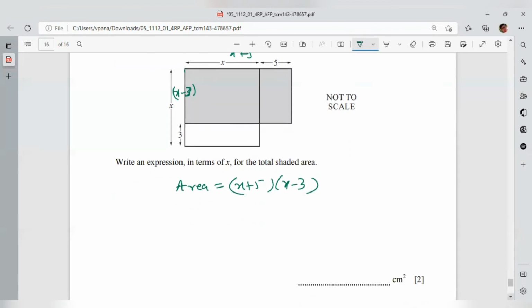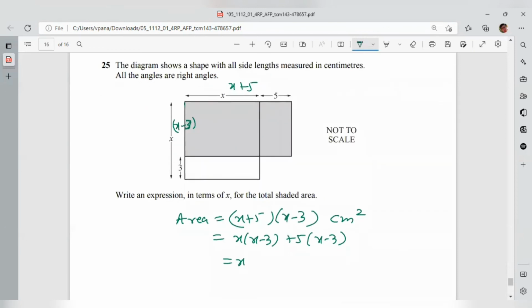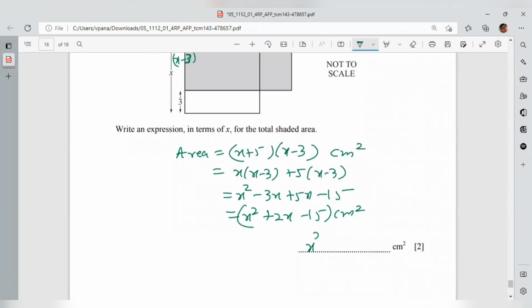We can simplify this further because it is a 2-mark question, so we need to expand the bracket. Expanding the bracket, x multiplied by x minus 3 plus 5 multiplied by x minus 3, which we get as x into x is x square minus 3x plus 5x. 5 threes are 15, so minus 15. So x square minus 3x plus 5x is going to be positive 2x minus 15. So we can write the answer here: x square plus 2x minus 15 centimeter square.